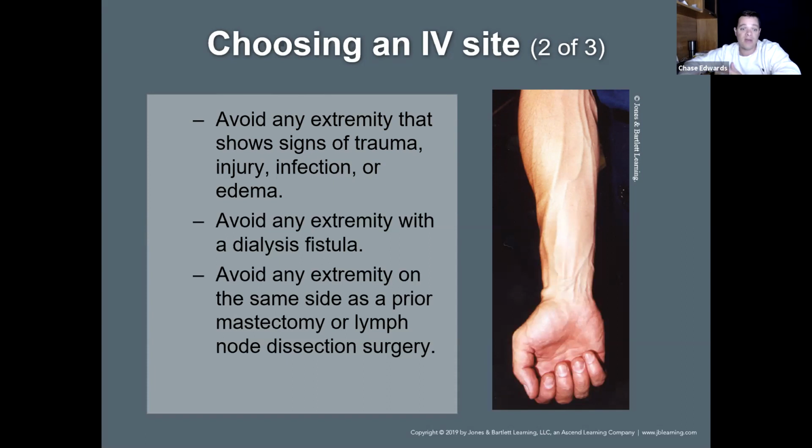All right, so you can see there some places to avoid. And that's very important, so pay attention to your patient. You want to avoid extremities that have signs of trauma, because it does no good. It's just going to come out. You want to avoid any extremity with a dialysis fistula. And you want to avoid any extremity on the same side as a prior mastectomy or lymph node dissection surgery. Those three types of avoidances look familiar, right?